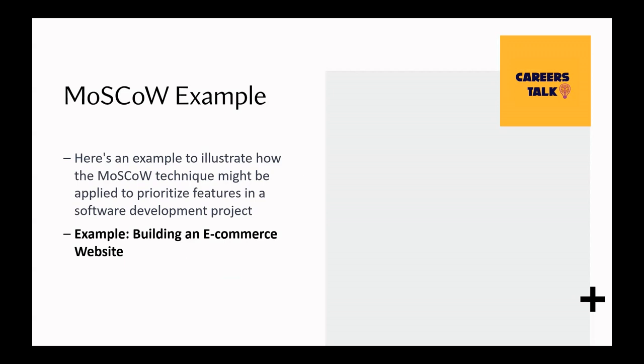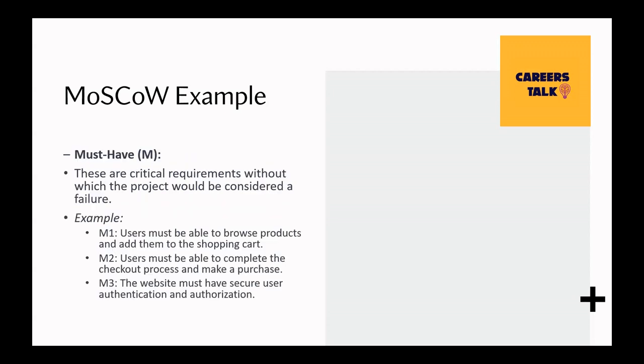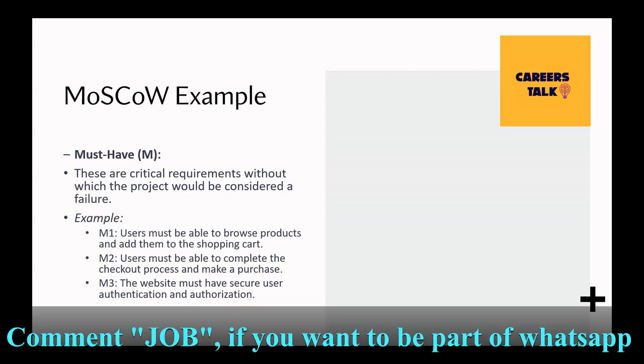So let's go through an example. For example, we want to build an e-commerce website. So for the e-commerce website, the must-have features, if you say that, well, I am the owner of the e-commerce business, and I do have a website for my users. So my users must be able to browse the products and add them to the shopping cart, right? Because unless the users land on my website and browse the products and shop over there, I cannot reach the business goal that I have. So that comes under the must-have features.